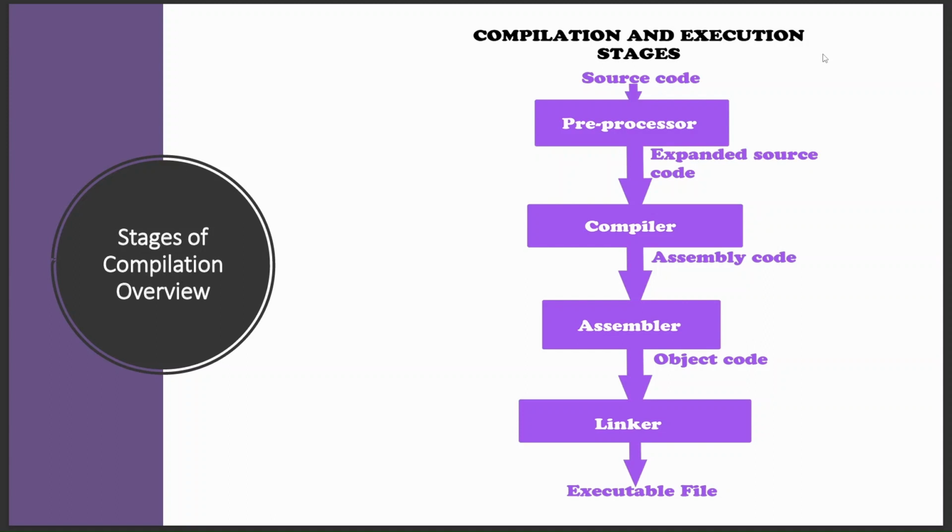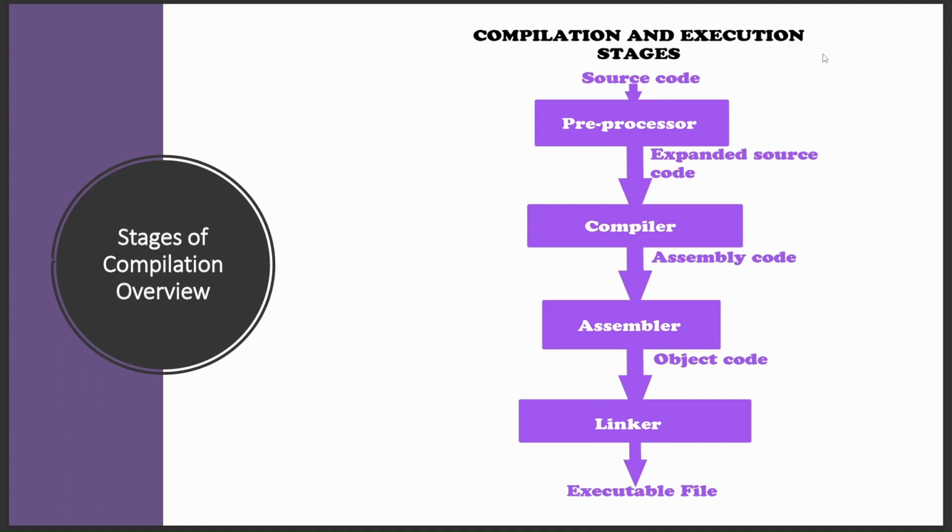This pre-processed code, that is expanded code, is sent to the compiler. The compilation stage translates the pre-processed source code into assembly code. Now, the assembly code is sent to the assembler. In the assembler, the assembly code is converted into object code, that is machine code, which consists of ones and zeros. This stage checks for syntax errors and produces the object file. This object code is sent to the linker.